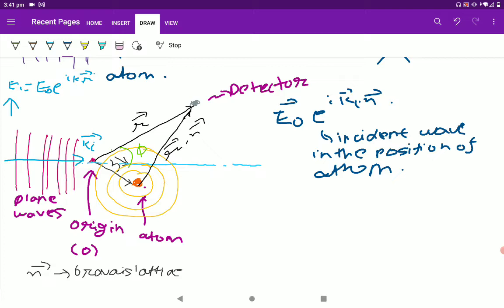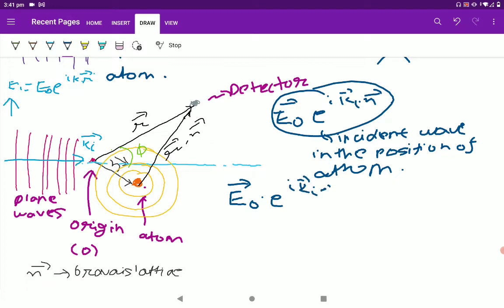So we say that the amplitude of the scattered wave will be proportional to the incident wave. So if you send a strong wave, we will have a strong wave at the detector. That is, we will have a strong intensity of waves arriving at the detector after scattering, and vice versa. Let's complete this expression by multiplying it with the amplitude, that is the scattering amplitude.